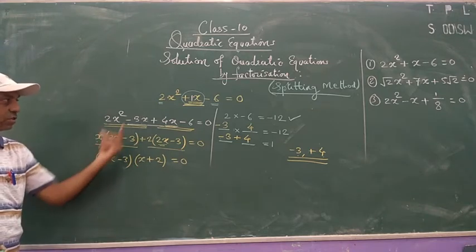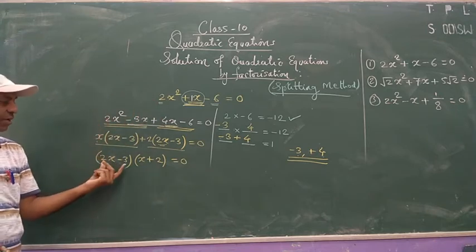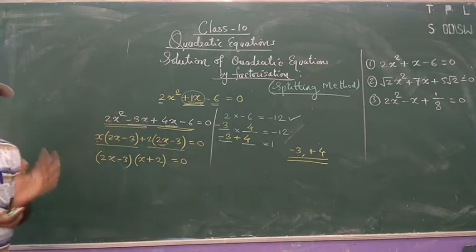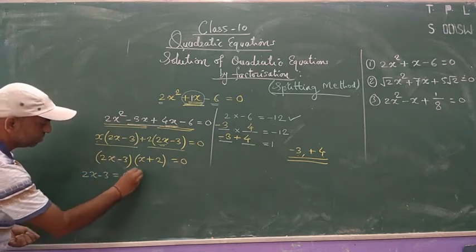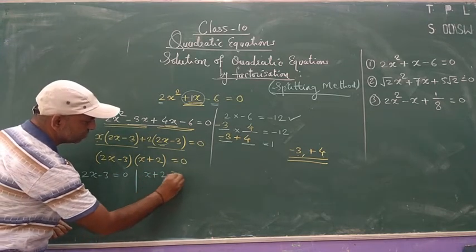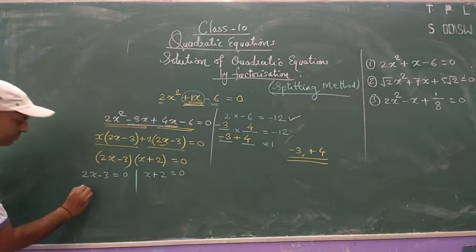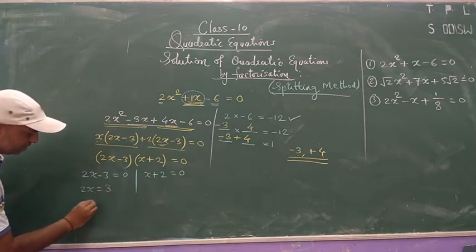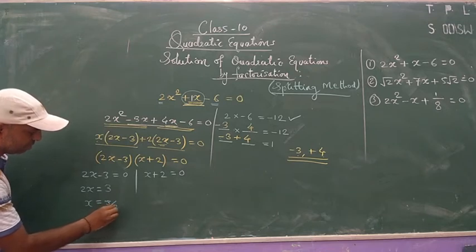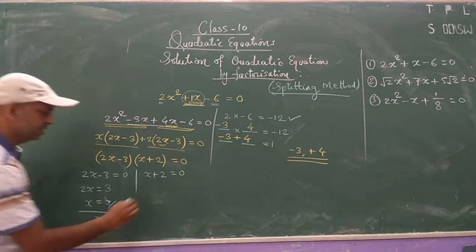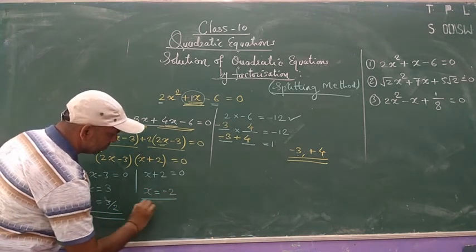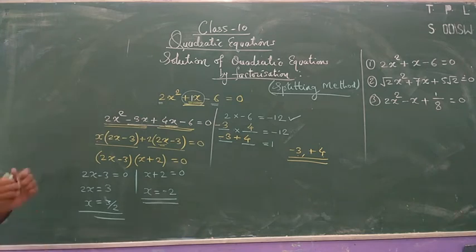To find the roots of this equation we have to equate each factor to 0. The first factor is 2x -3 is equal to 0 and the second factor x plus 2 is equal to 0. Then here 2x is equal to 3, so x is equal to 3 upon 2. So this is our first root. Now here x is equal to -2. This is our second root. So what are the roots of this equation? -2 and 3/2.